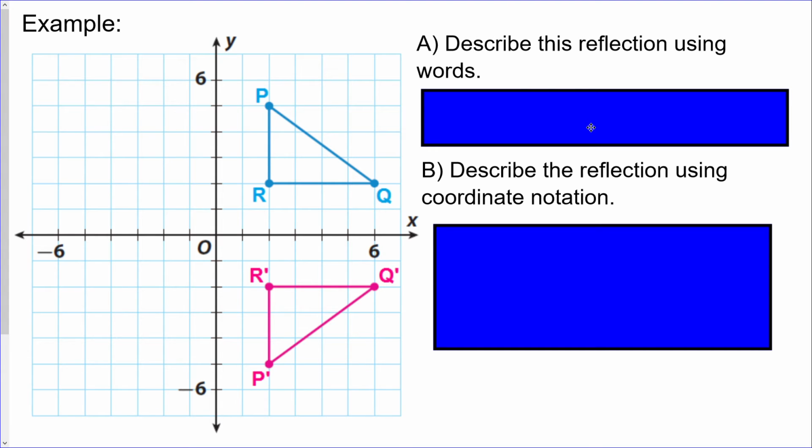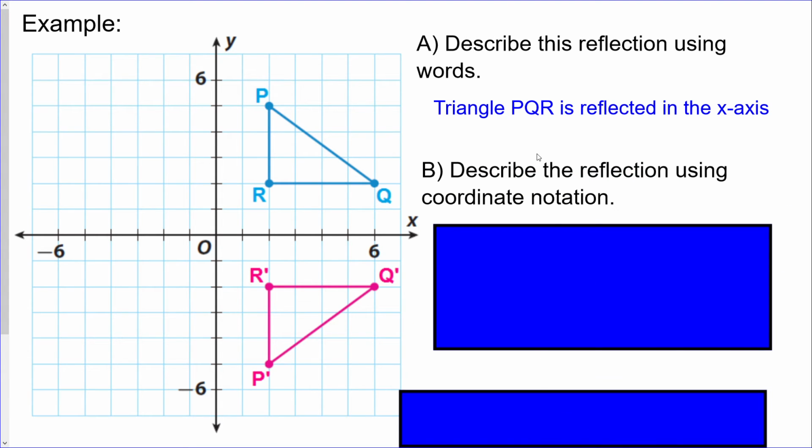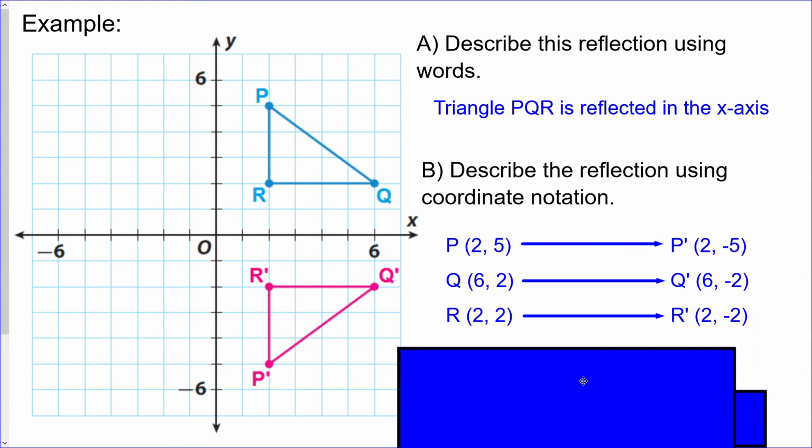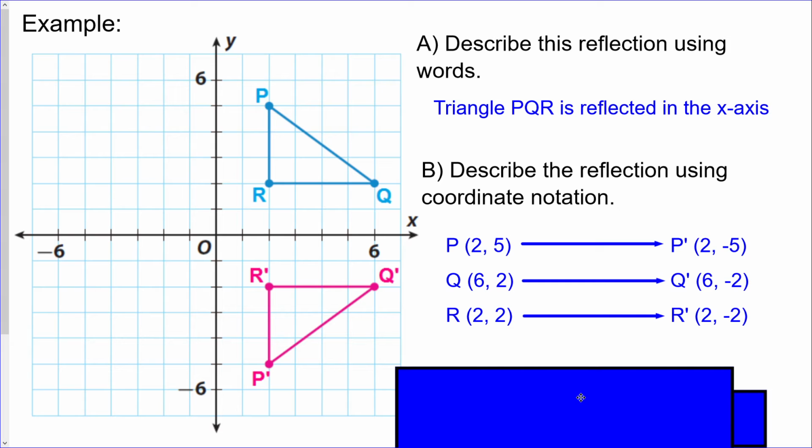So describing the reflection using words, we could say triangle PQR, which is how you might name this triangle, is reflected in the x-axis. Okay, so it has just used that x-axis is the line of reflection. Okay, you can also do it using coordinate notation in a very, very similar pattern or method to when we did that for translations.